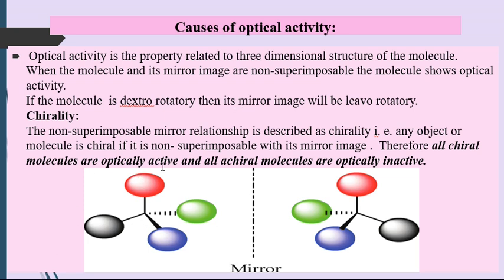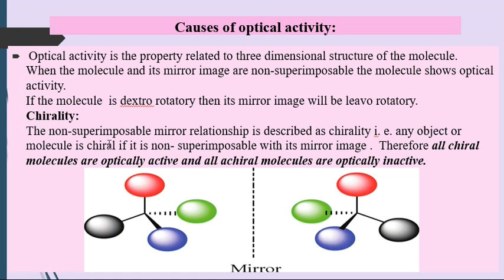Suppose this compound or molecule is dextrorotatory, that is, it rotates the plane of plane polarized light to the right hand side, then its mirror image isomer rotates the plane of plane polarized light to the left hand side, that is, it is levorotatory.